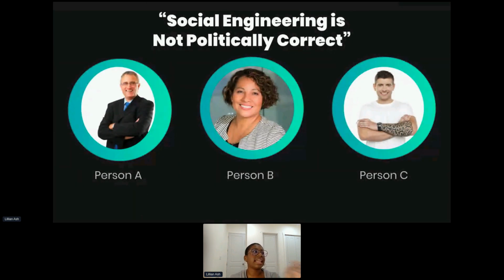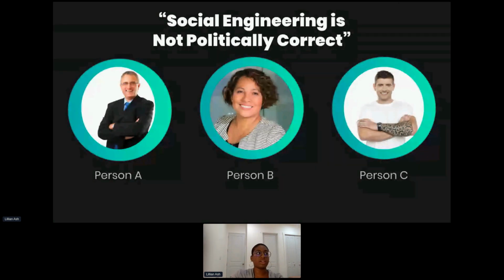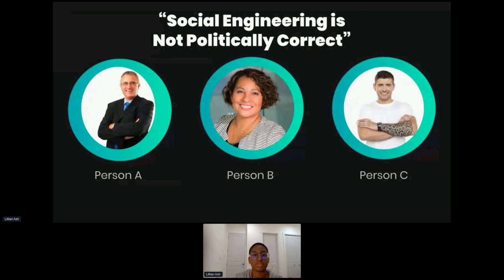So I like this quote that's saying social engineering is not politically correct, because in actuality, any of these people could have any of those roles because we live in 2021 and it doesn't really matter, you know? But my point here is that since our world is so inclusive and it's moving towards that, that's great, because that means there's room for everyone within the social engineering field.